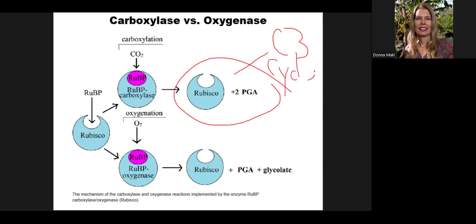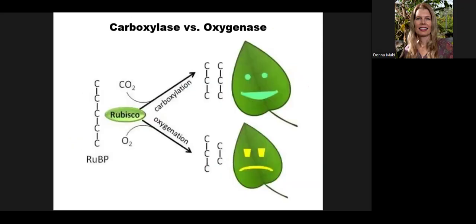But down below here, you see if Rubisco is surrounded by a lot of oxygen, that comes in and reacts and you get 1 PGA, which is good. But then you get that 2 carbon phosphoglycolate, and that's not good. And here's another image showing the carbon counting to prove it to you and the sad faces.